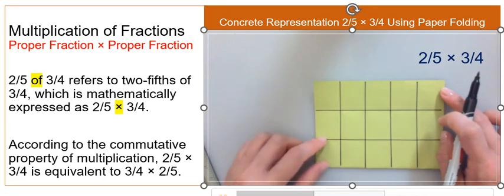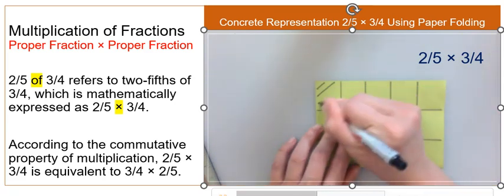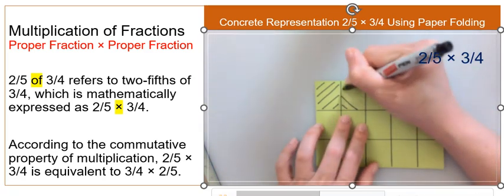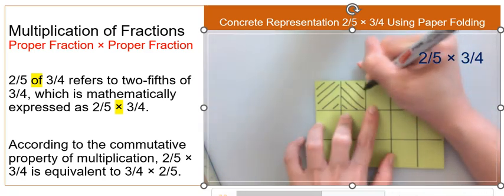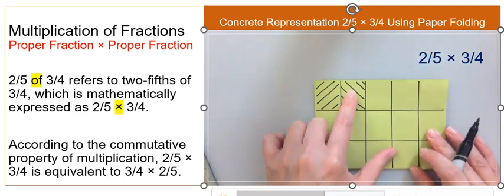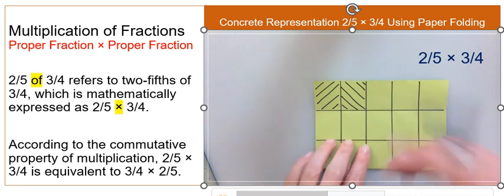So for 1 out of 4, there are 5 parts there, and I'm going to shade 2 parts of these 5 parts for 1 out of 4. And I'm going to do the same for the subsequent parts. And we'll be shading 6 parts.